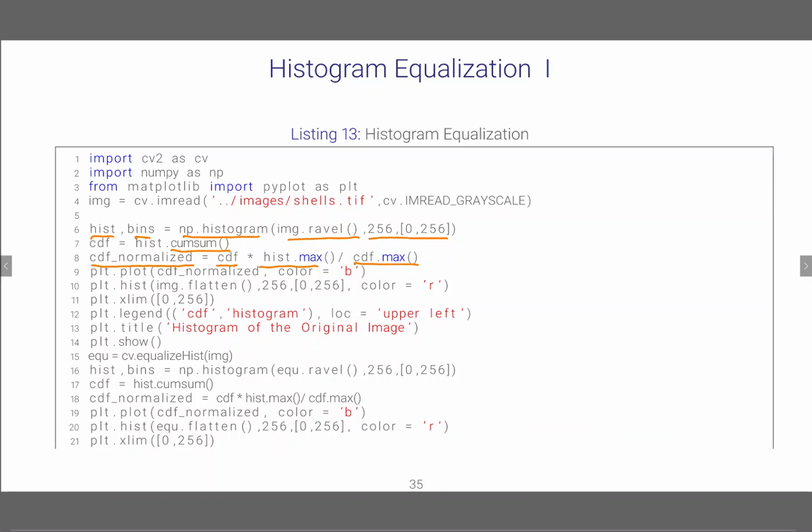Using which you can draw the CDF, and then to do the histogram equalization you can do a CV equalize hist. So actually I'm using the OpenCV function here, but from the knowledge that we took from the previous slide, you can do it on your own also. So to get the CDF normalized, you can do the same operation here again.